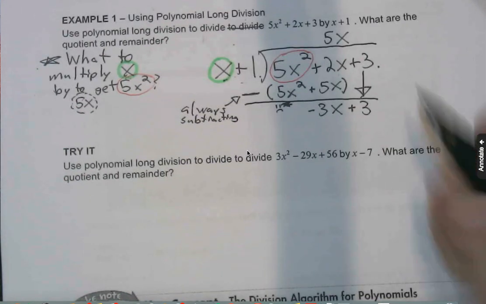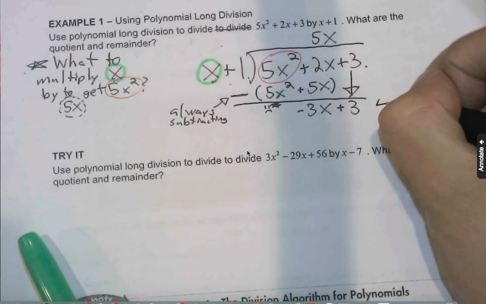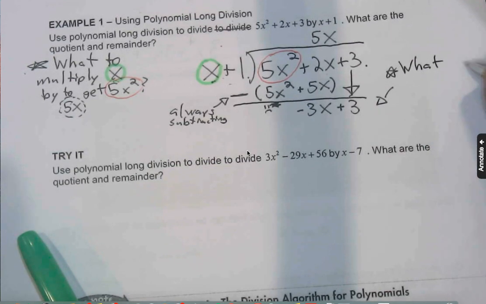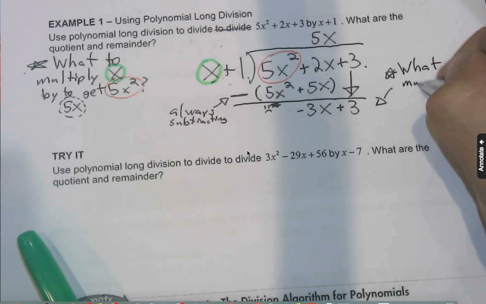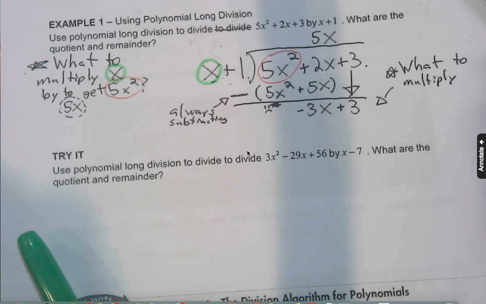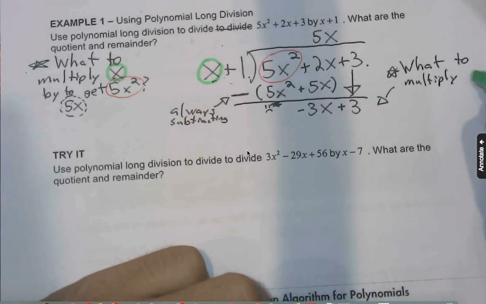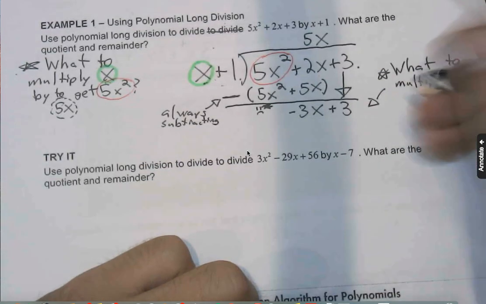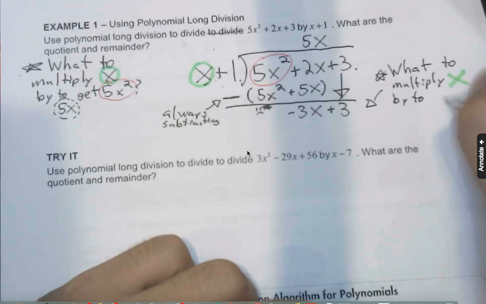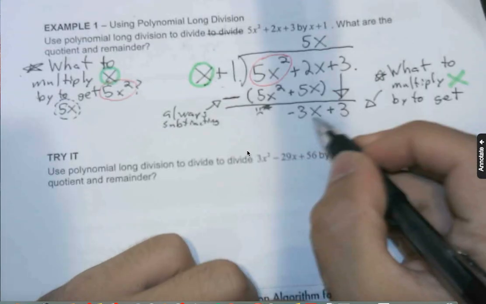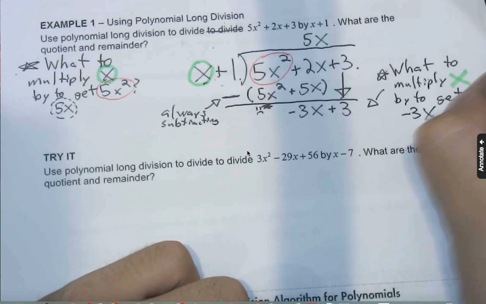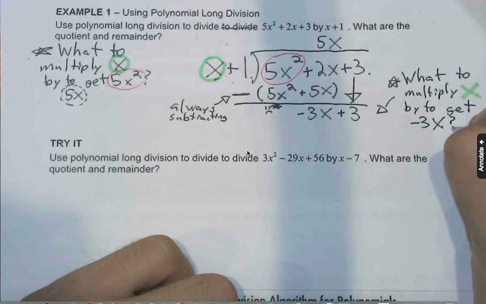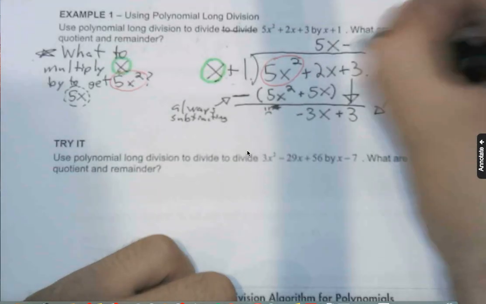Now the question we're asking is, for this step, what to multiply the green x, yeah, still that x, by to get this negative 3x, because now this is the polynomial we want to eliminate. Hopefully you're saying negative 3, so let's write in negative 3 here.